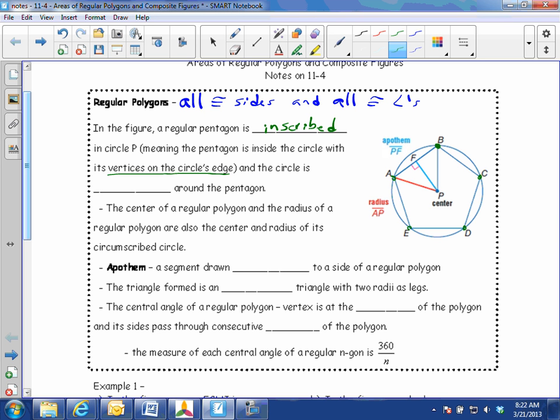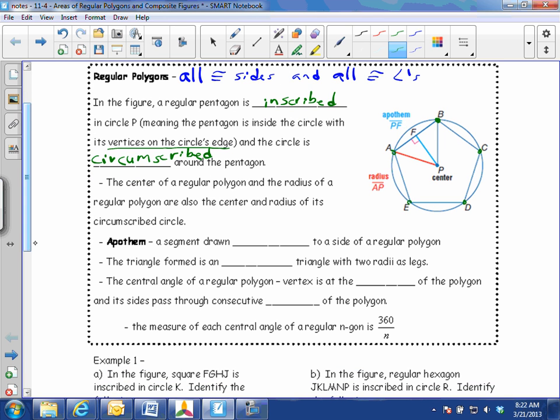Right? So then we can say the circle is circumscribed. You say that one really carefully. Circumscribed means it's on the outside. So inscribed means on the inside, circumscribed means on the outside. The center of the regular polygon and the radius of the regular polygon are also the center and radius of the circle.